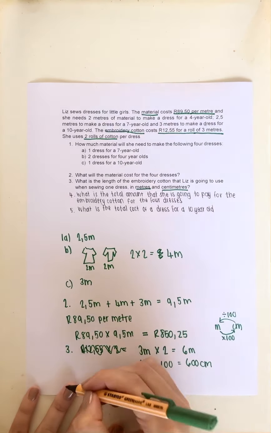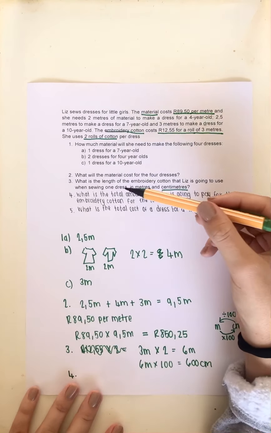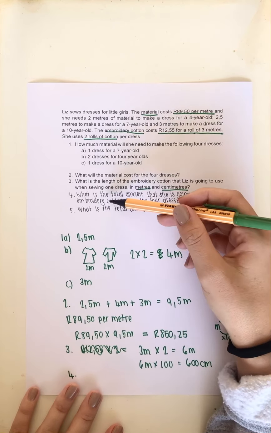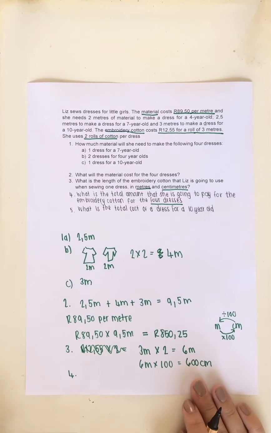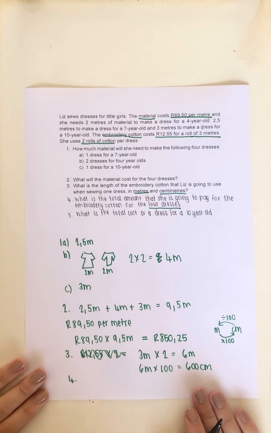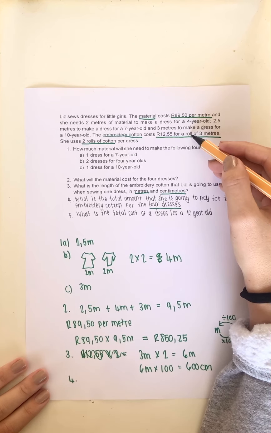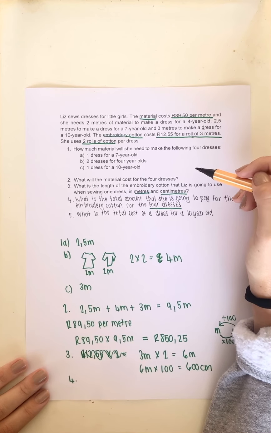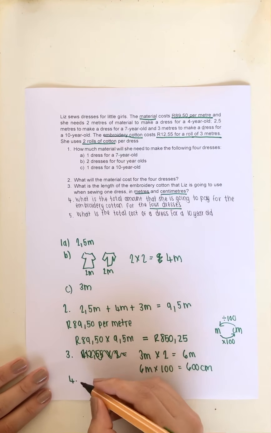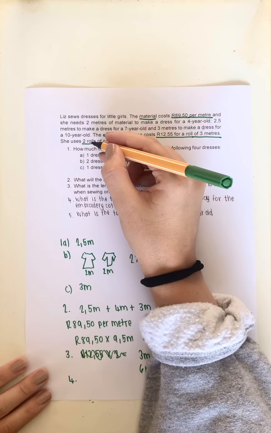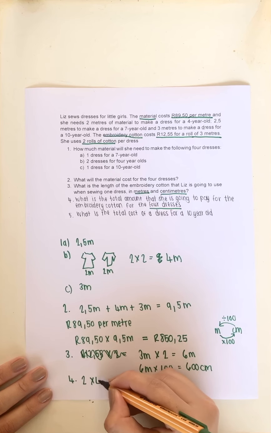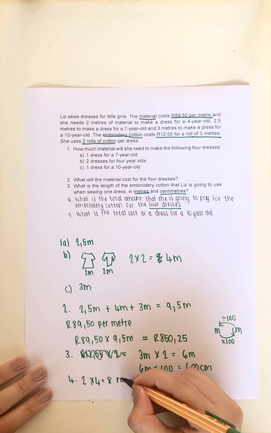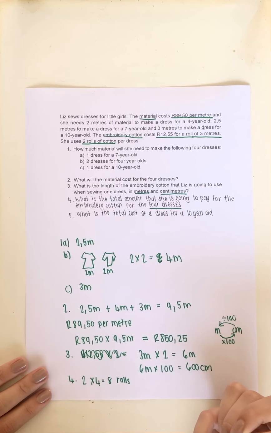Okay, number 4. What is the total amount that she's going to pay for the embroidery cotton for the 4 dresses? What we need to do is work out how many rolls she needs for 4 dresses, and then times it by the Rand. Each dress has 2 rolls of cotton, and we need 4 dresses. So 2 rolls times 4 means we need 8 rolls to make 4 dresses.